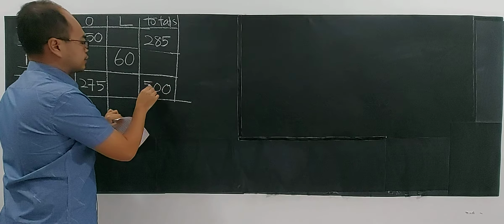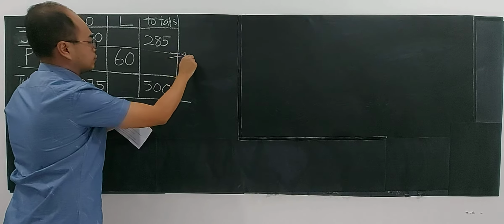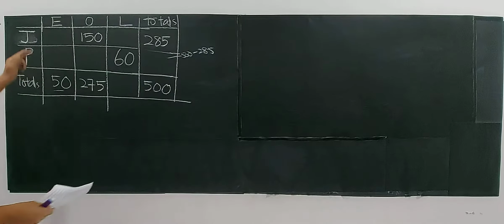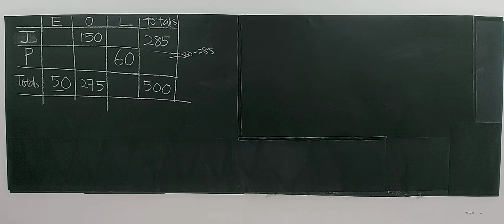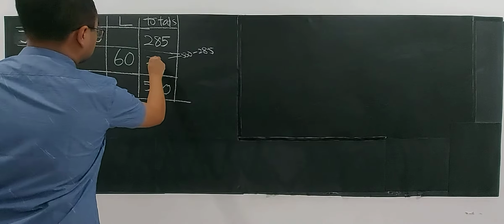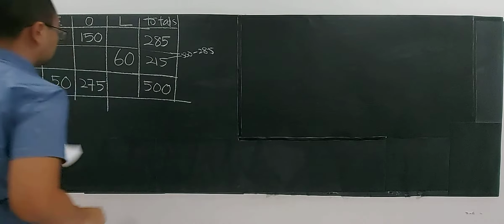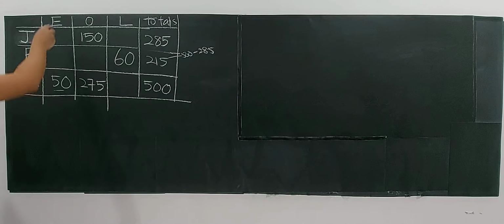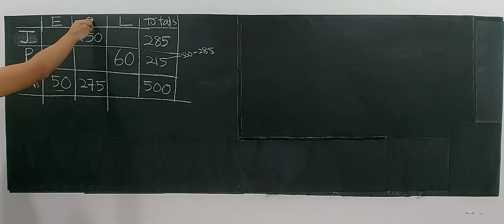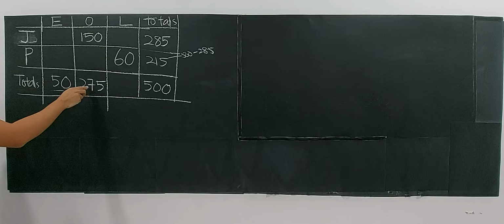Definitely you can take 500 minus 285 to get the number of buses from Pulau Pinang, which is 215, right? 215, as these two add up to 500 here. So we know that the number of buses that arrived early will be 50. The buses that arrived on time will be 275.